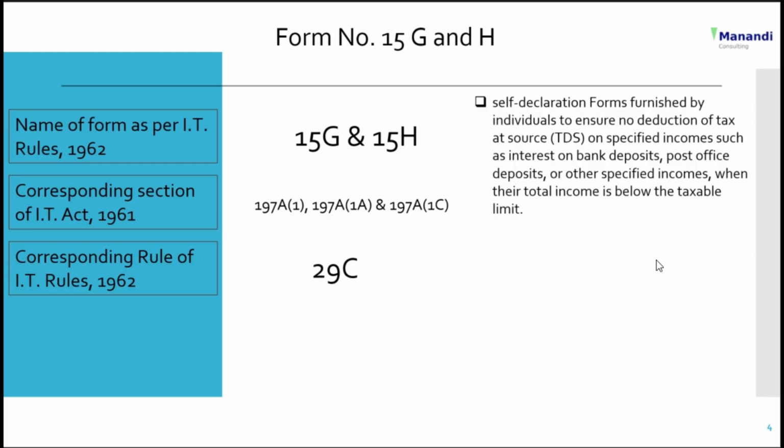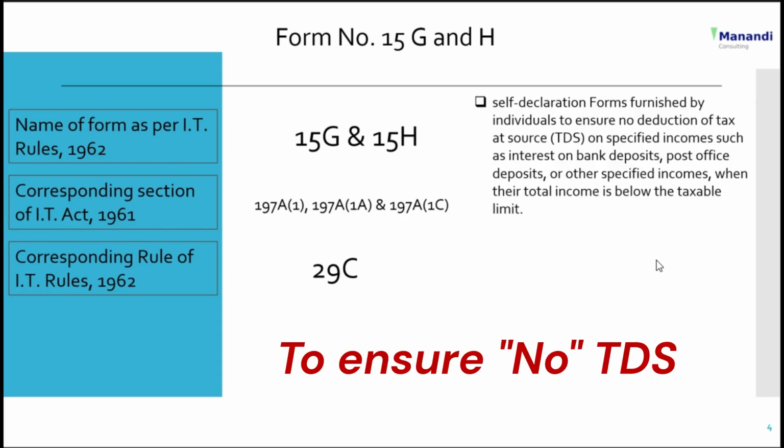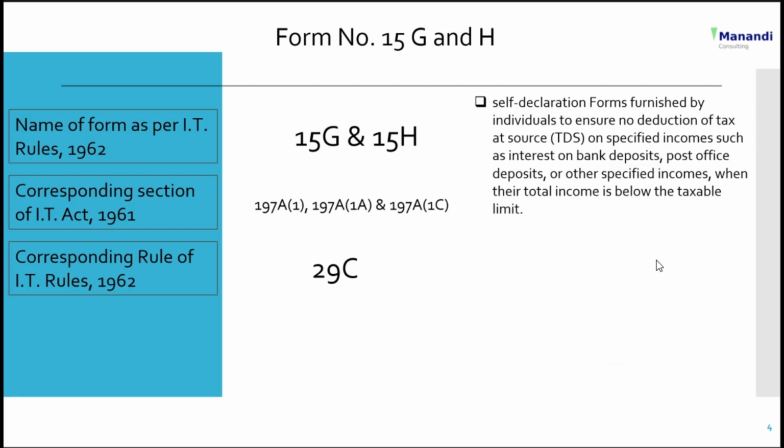These are self-declaration forms furnished by individuals to ensure no deduction of tax at source (TDS) on specified incomes such as interest on bank deposits, post office deposits, or other specified incomes when their total income is below the taxable limit.